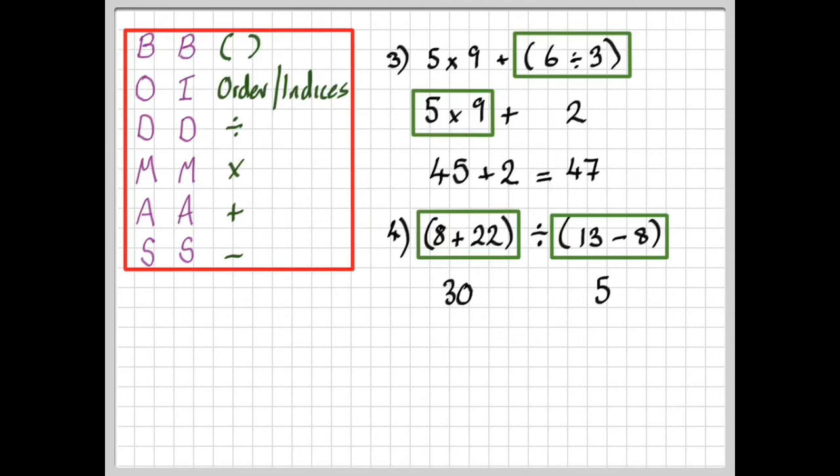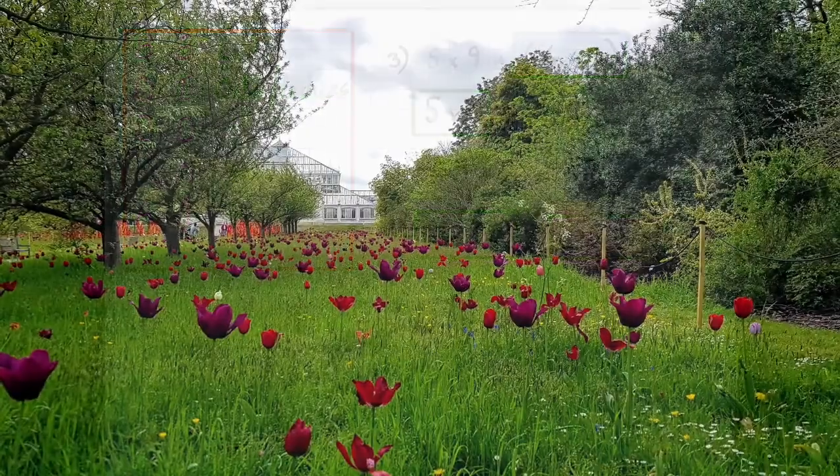And we've got 8 plus 22, that equals 30. And we've got 13, take away 8, that equals 5. And I write those down. And then I put whatever I didn't use, I put that in between them. Well, that was divide. Now I'm left with 30 divided by 5, which equals 6.